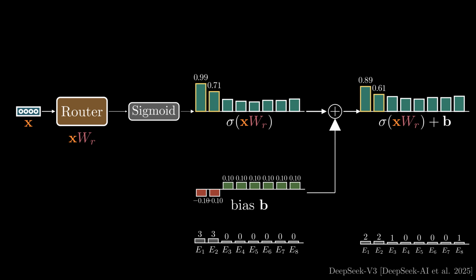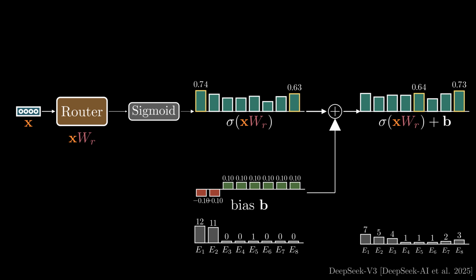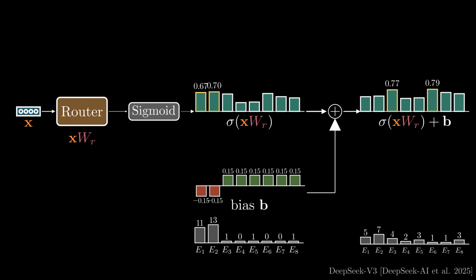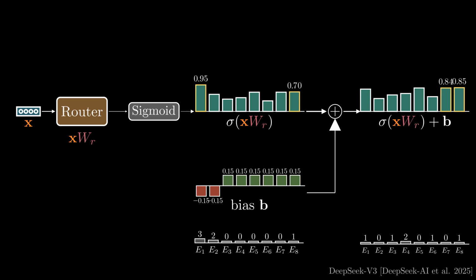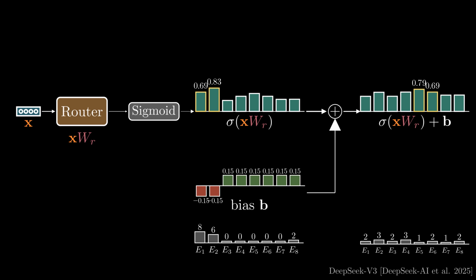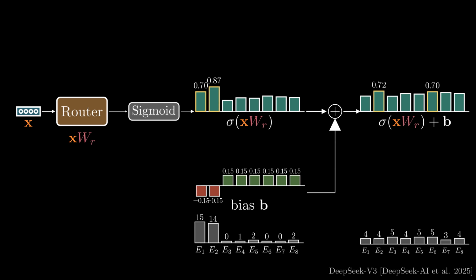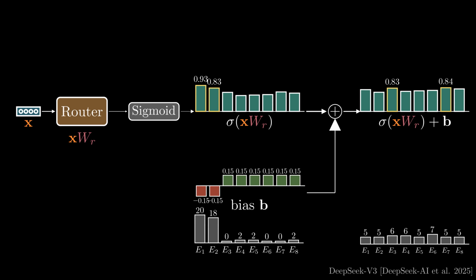So let's update the bias again. We start to see more balanced expert routing assignments. Let's try adjusting the bias again. By dynamically adjusting the bias for overloaded or underloaded experts, we keep balanced expert load while achieving better performance.